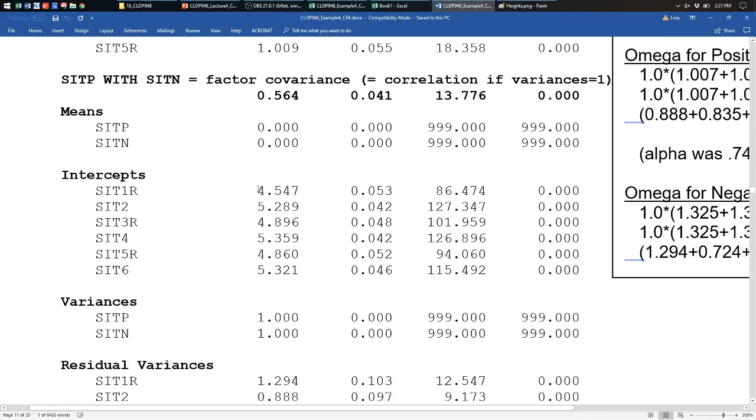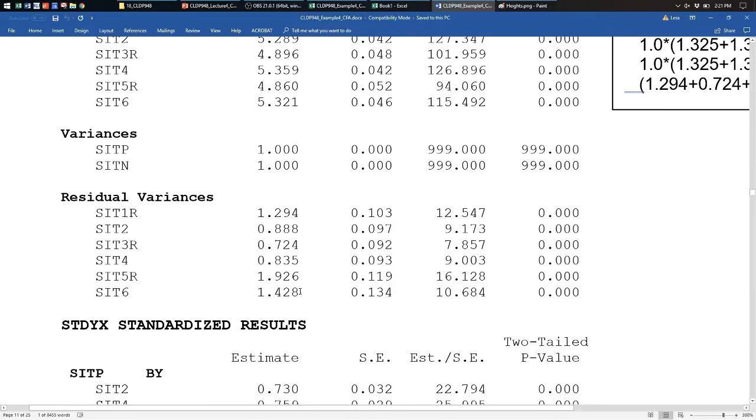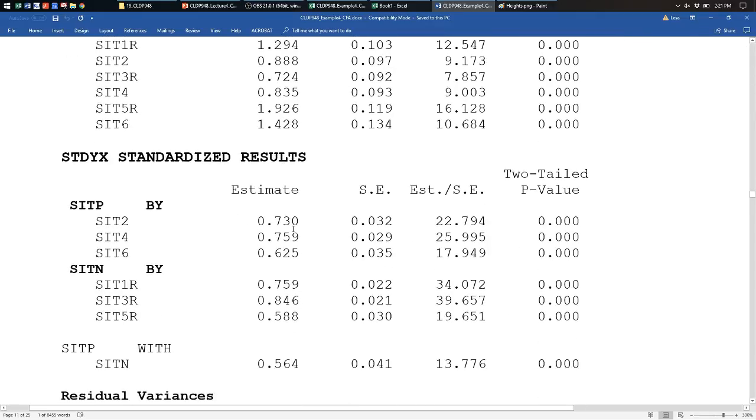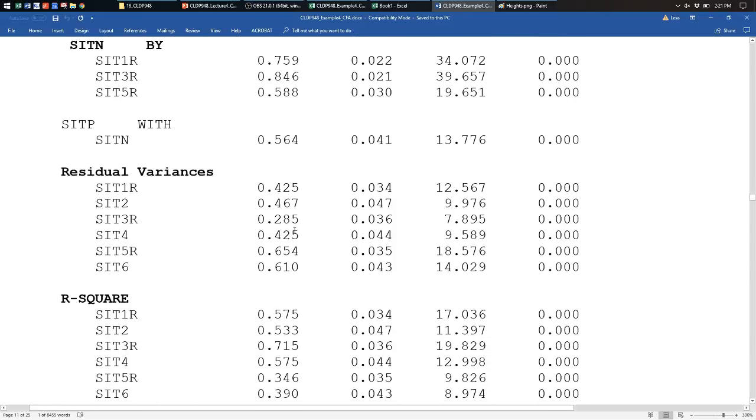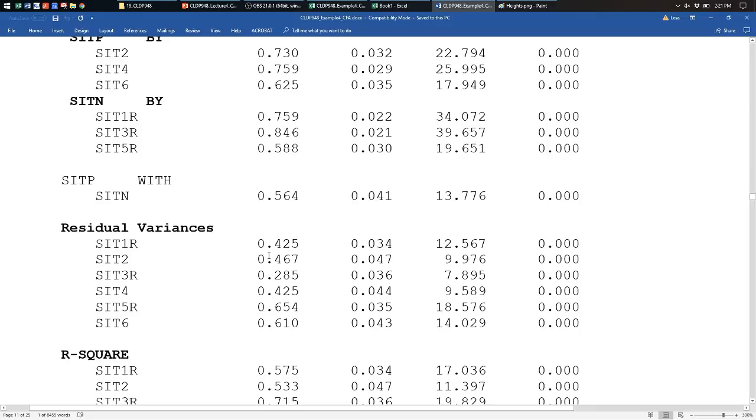Each item still gets 1 intercept. Each item still gets 1 residual variance. They should have gone down relative to the previous model, because the model is fitting better, and the factor is responsible for relatively more of each item's variance than error.